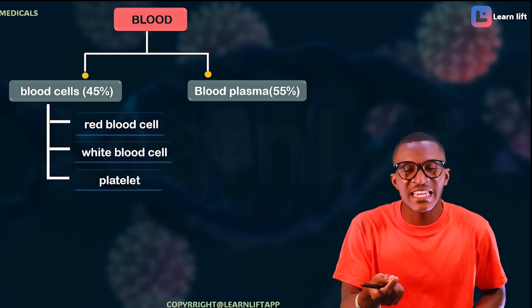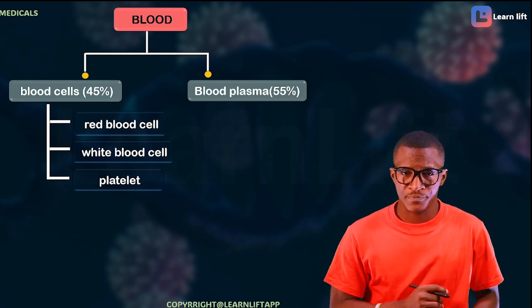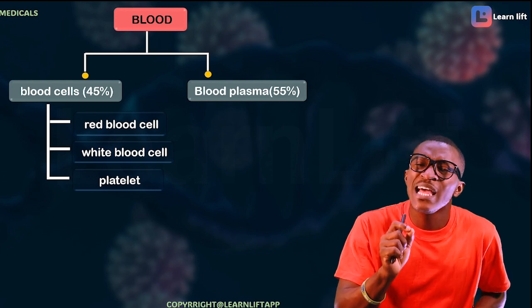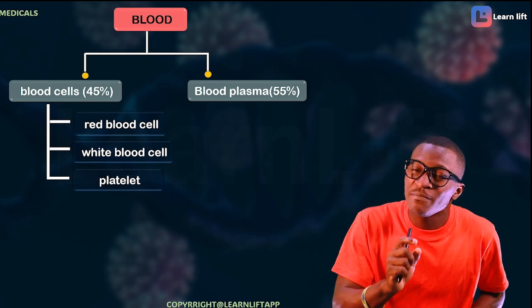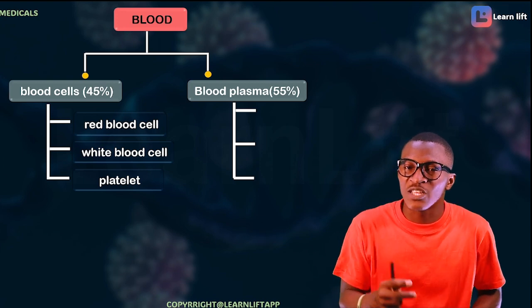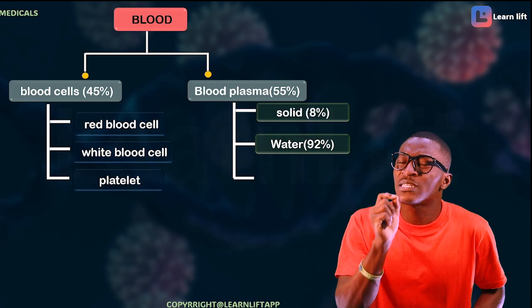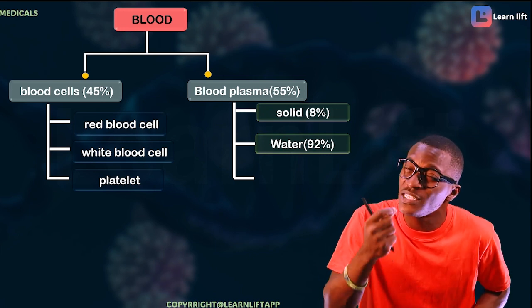We have your platelet, also called your thrombocyte. All these are under your blood cells. Now, what is your plasma? Your plasma is divided into three parts: solid, liquid, and gas. We have the solid, which is 8%. We have what we call the water, which is the fluid, which is 92%.